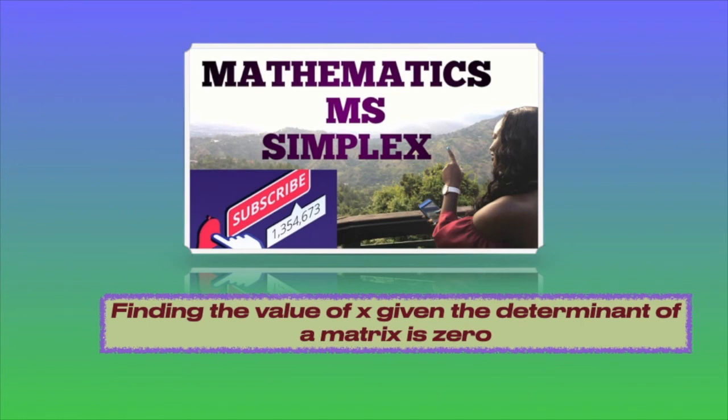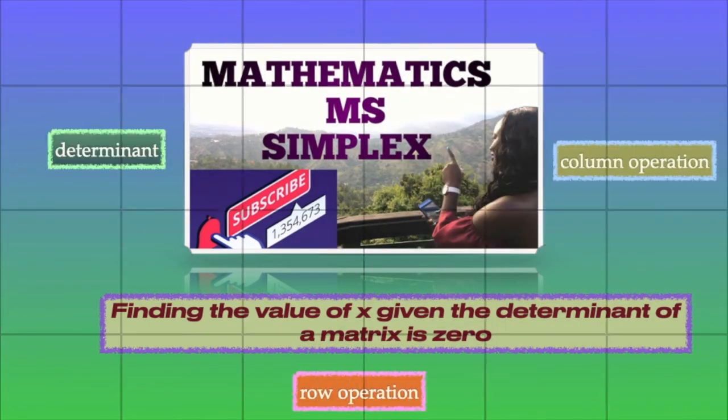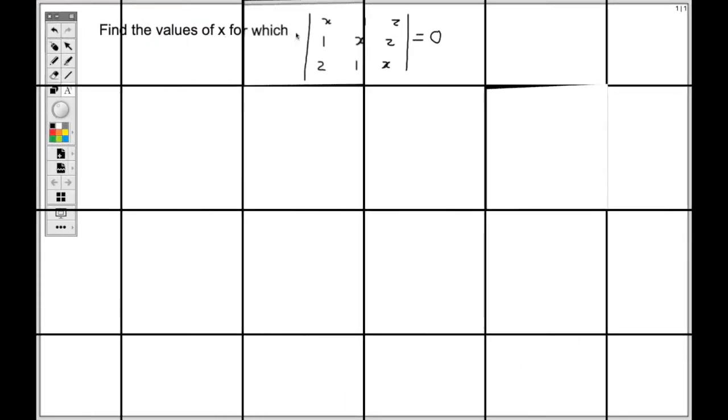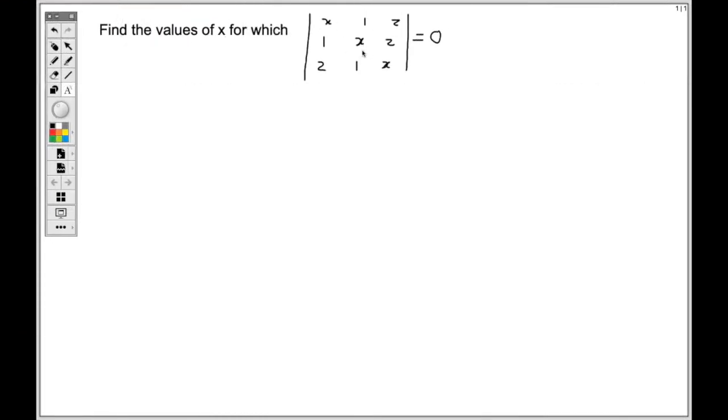Welcome back, guys. Today we'll be using the properties of determinants to solve for x. Here we have an example where we're going to find the values of x given the determinant is equal to 0. So let me go ahead and write the matrix.